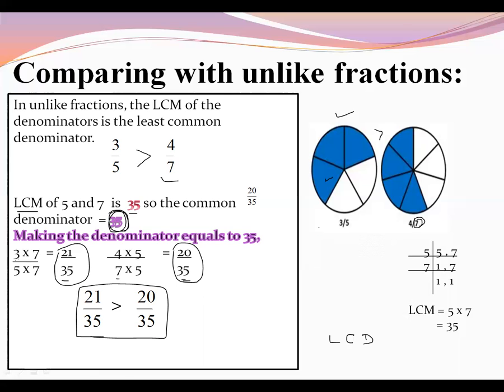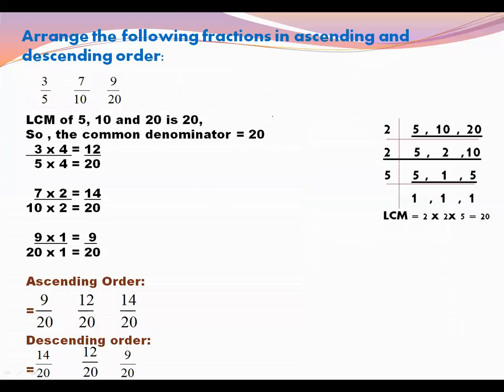Look at one more example. Over here, what you have to do is arrange the given fractions in ascending and descending order. How are you going to do that? Again, the denominators are different and so are the numerators. It's very simple. You just have to follow the same steps which we have done just now. You have to take the LCM of the denominators. And what is the LCM over here? 5, 10, and 20.